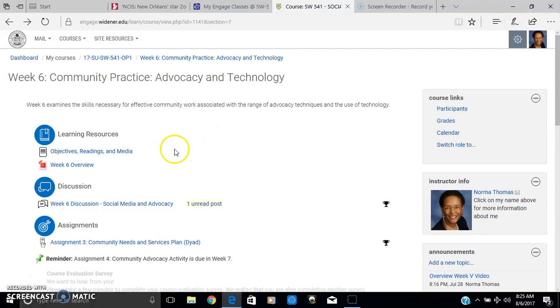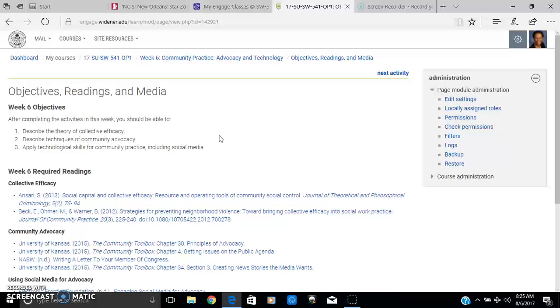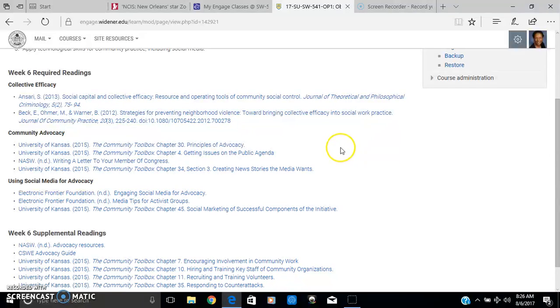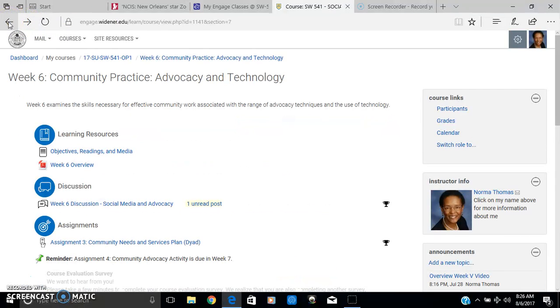So as always, we have our learning resources. First, our objectives, which are to describe the theory of collective efficacy, to describe techniques of community advocacy, and to apply technological skills for community practice, including the use of social media. There are a group of readings on collective efficacy, on community advocacy, and then using social media for advocacy, as well as week 6 supplemental readings. There are no outside media requirements for this week.